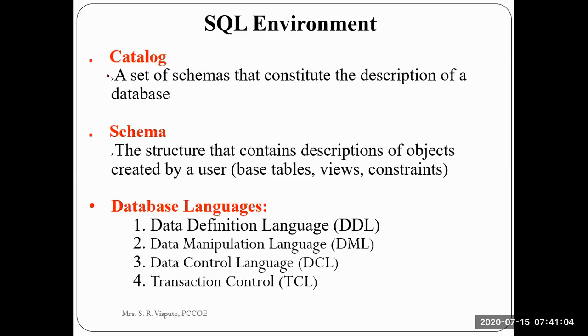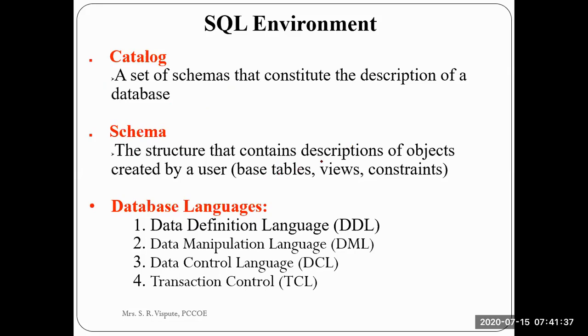To start with the SQL environment, students, you can note down some basic concepts and terms related to the SQL environment. A catalog is a set of schemas that constitute the description of a database. And what is a database schema here? The structure that contains the description about the objects created by the user. It can be base tables, views, or constraints.